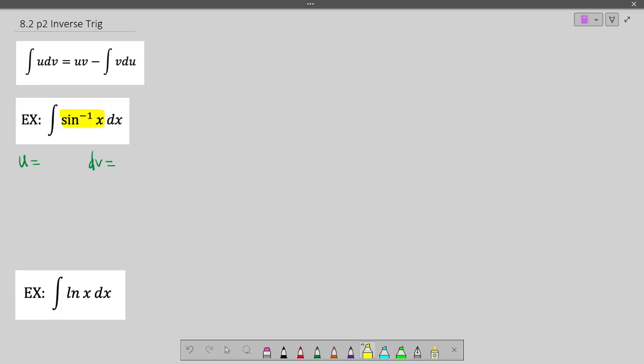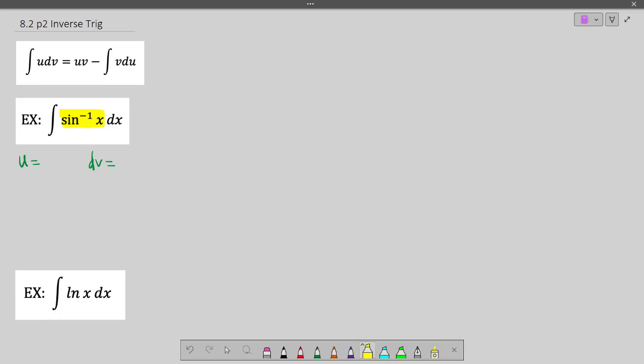Where do you think it should go? The u or the dv? U. It's going to have to go with the u because we know how to differentiate it. And it can't go with the dv because we don't know how to integrate it. Yeah, we'd be back to the original problem again.